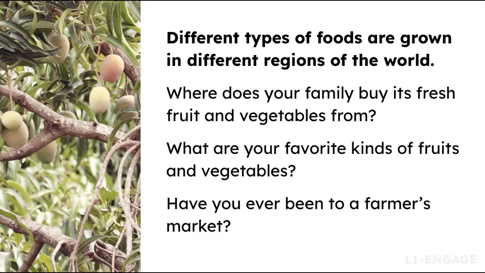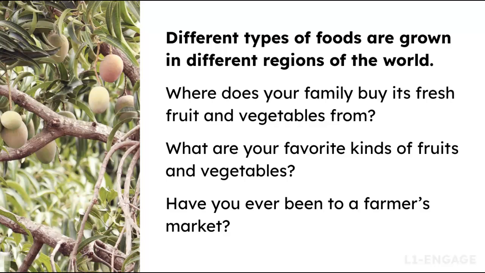To begin the Engage portion of Lesson 1, you'll introduce the anchoring phenomenon for Section 1. Different types of food are grown in different regions of the world. You'll ask students where their families buy fresh fruits and vegetables and about their favorite kinds. You'll tell them that one place we can get food is a local grocery store, but there are other places to purchase food as well, including farmers markets and community-supported agriculture, or CSAs.